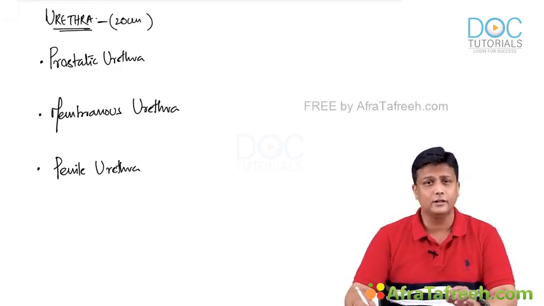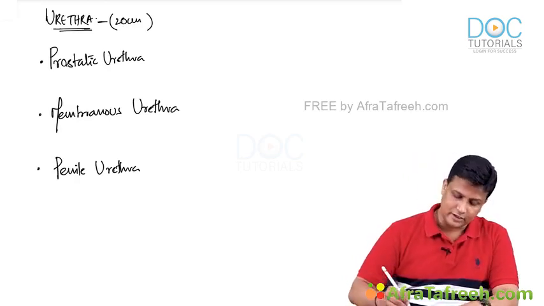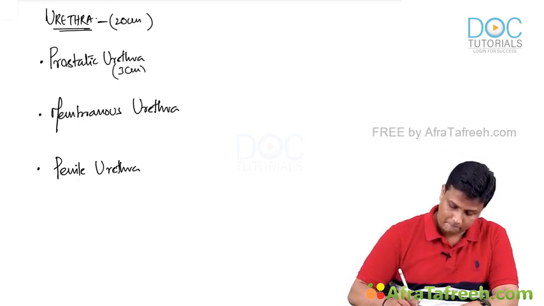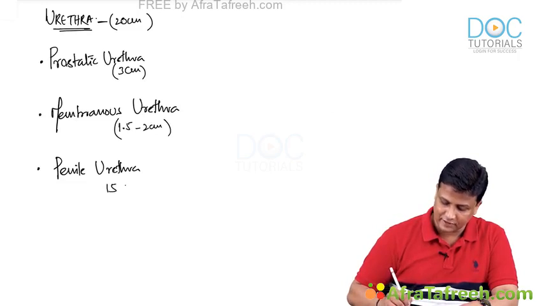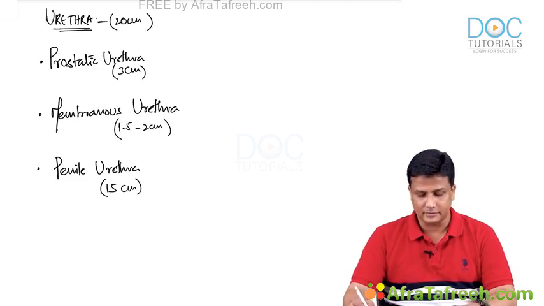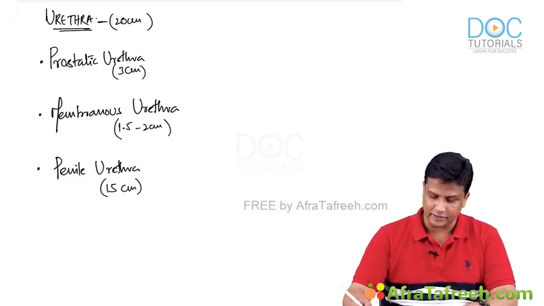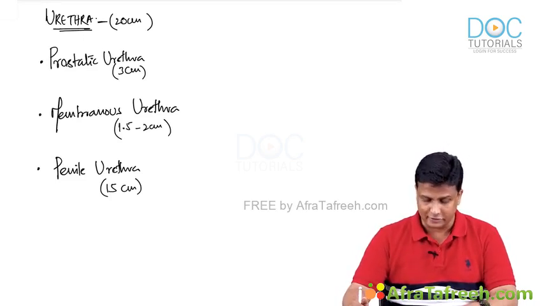Now first try to learn their approximate lengths of each and every part. Prostatic urethra will be almost 3 centimeters long, whereas membranous urethra will be 1.5 to 2 centimeters long, and then penile urethra will be 15 centimeters long, so it is the longest one. So prostatic urethra will be 3 centimeters long, membranous urethra approximately 2 centimeters, and then finally penile urethra will be 15 centimeters, adding up to approximately 20 centimeters, guys.